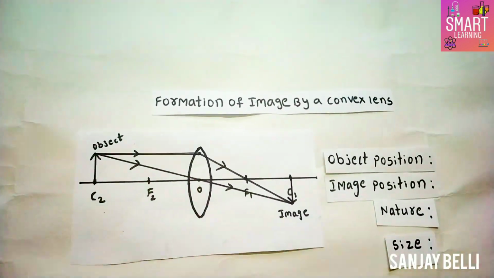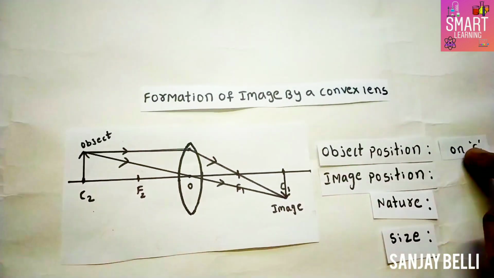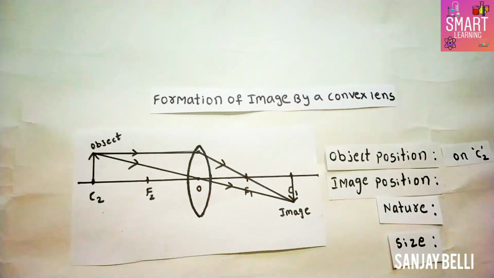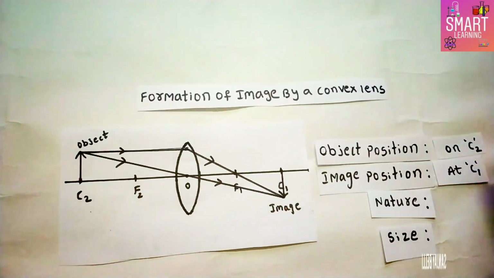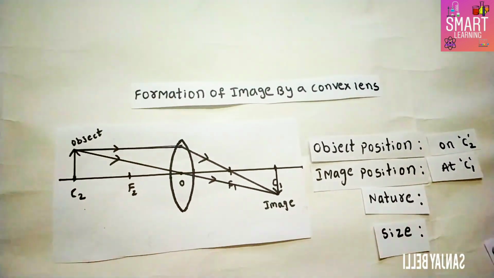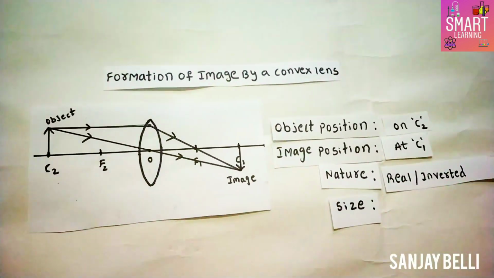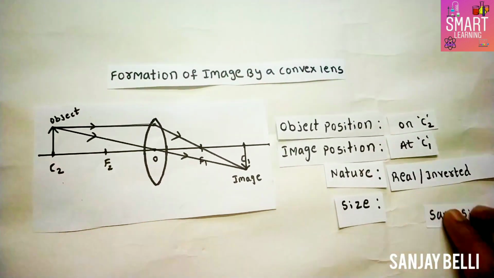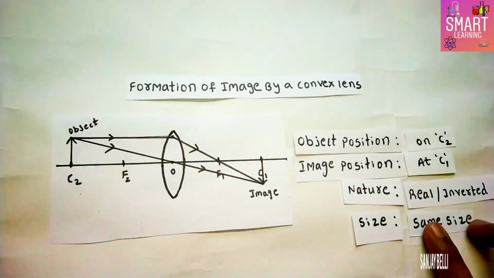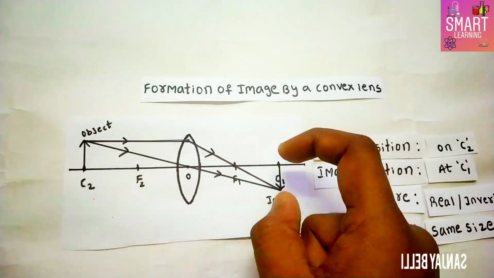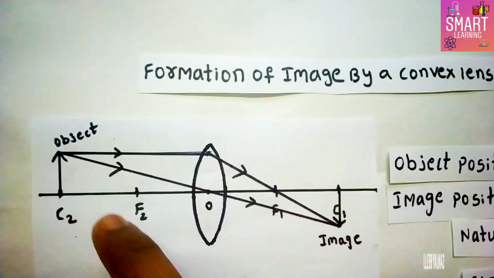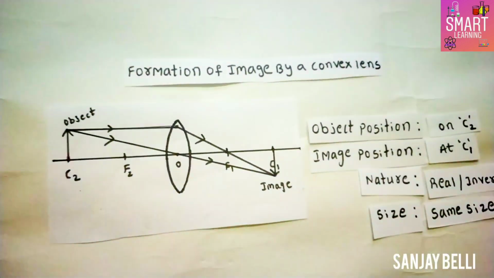Here you see the object position we placed on C2 and the image position is obtained at C1 and the image is obtained below the principal axis. So it is real and inverted. What about the size? In this case, the image size and object size are the same.